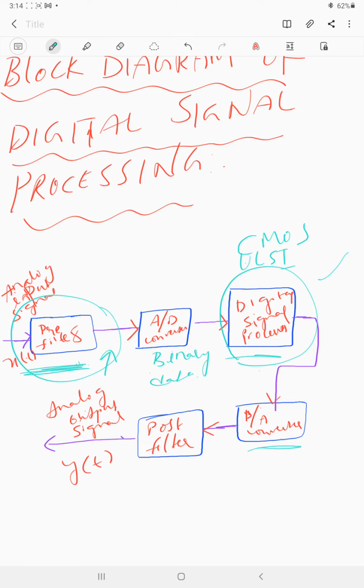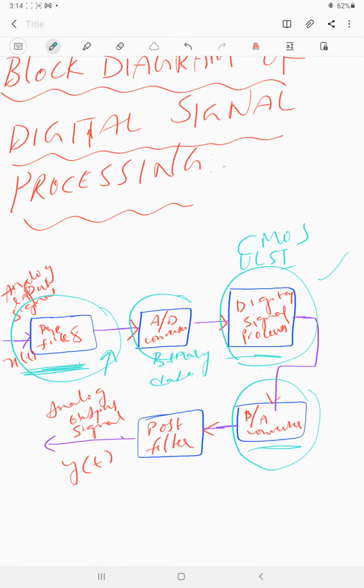Next block is a digital to analog converter. It performs an operation opposite to the analog to digital converter. Here we already converted analog to digital, and again here it converts digital to analog form.